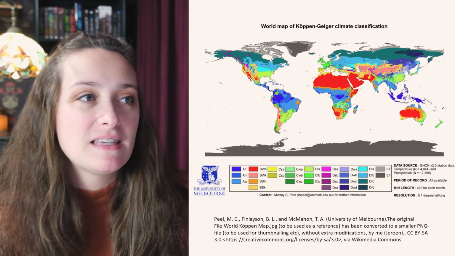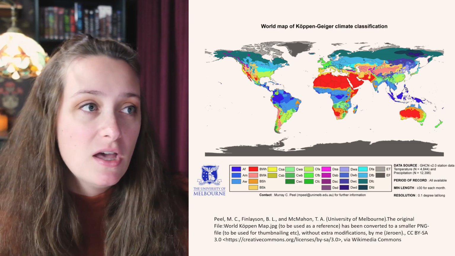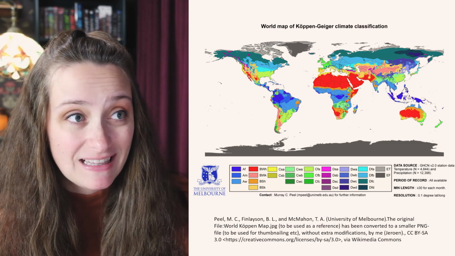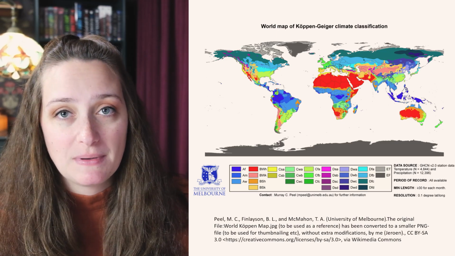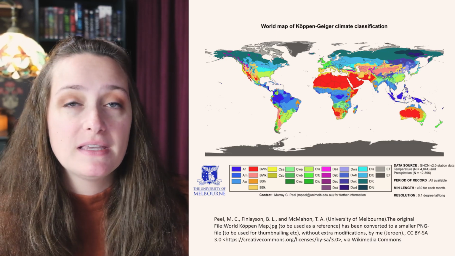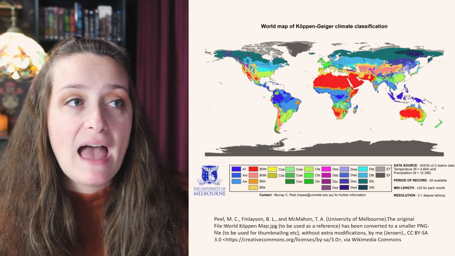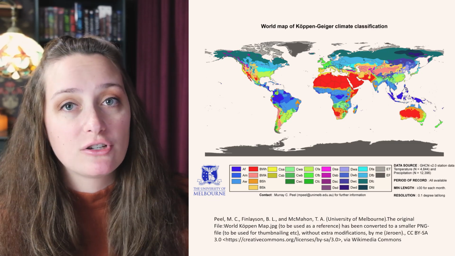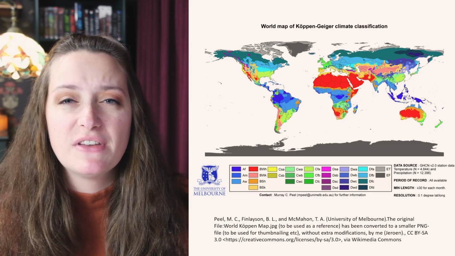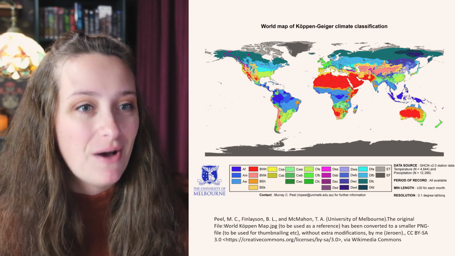So, as you can see here, this is a world map of the Köppen-Geiger climate classification. And I'm going to be pulling most of the expectations and patterns from this climate system as it's described by Britannica, which I will link below, and a graphic shared by Vincent, which I will also link below.